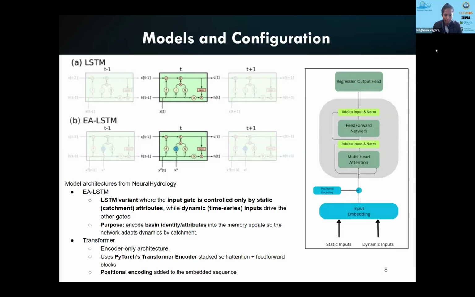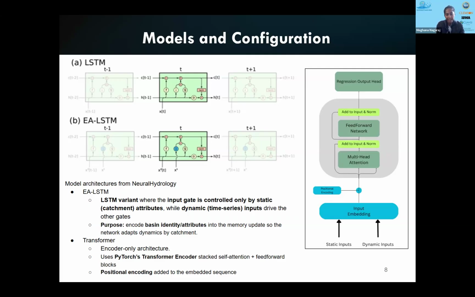So this is our model configuration. As I said, we have been using the entity-aware LSTM model, a variant of the standard LSTM model from Google's NeuralHydrology package. The question is, why are we using this model? Since we were only focused on Taylor Park, why are we considering all 24 catchments? To answer that, you should never train an LSTM model using a single basin. That's why we thought we'd train it on 24 basins and see how it performs.